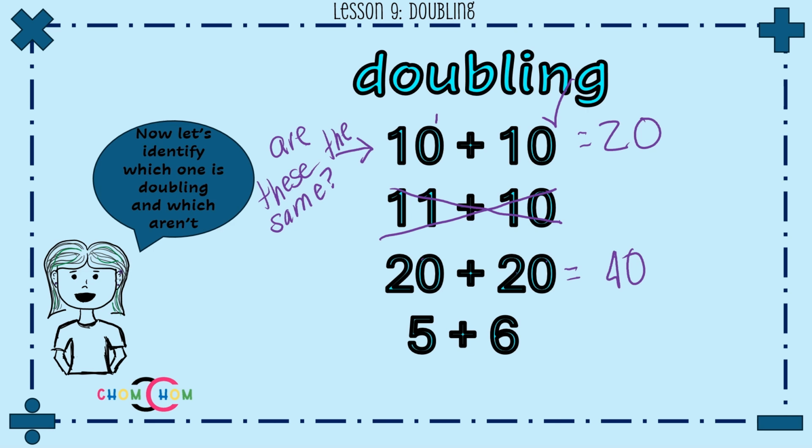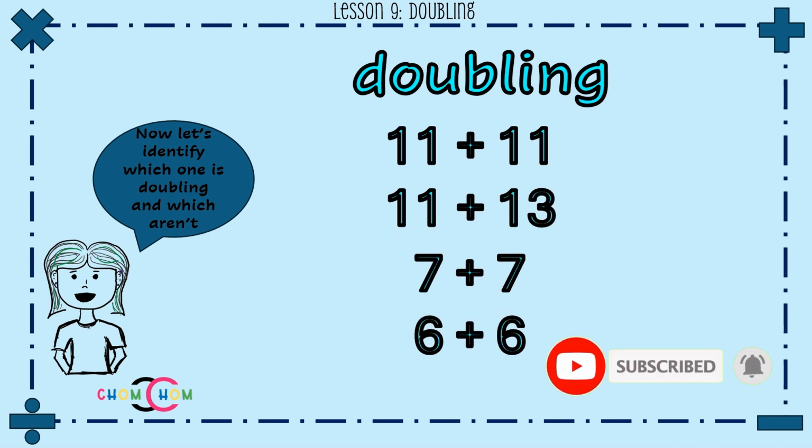Now 5 plus 6. Is 5 plus 6 doubling? No, it is not doubling. But now let's go back and solve all of them. 11 plus 10. First we'll add our tens places. 1 plus 1 gives us 2. And then we add our ones places. 0 plus 1 gives us 1. Now let's add 5 plus 6. So we know 5 plus 5 gives us 10, and then we have an extra 1 left over. So we end up with 10 plus 1 equals 11.